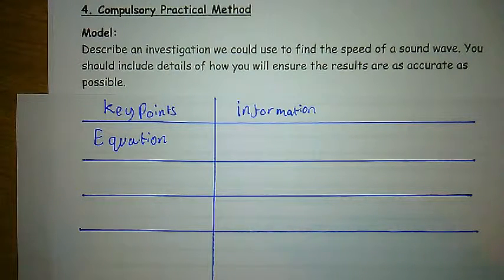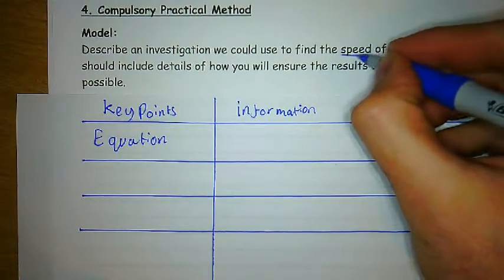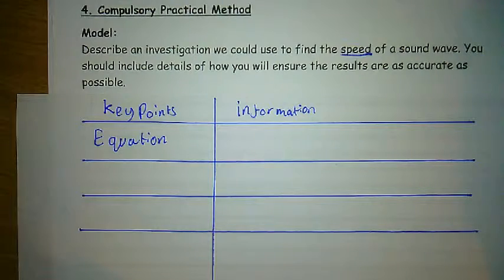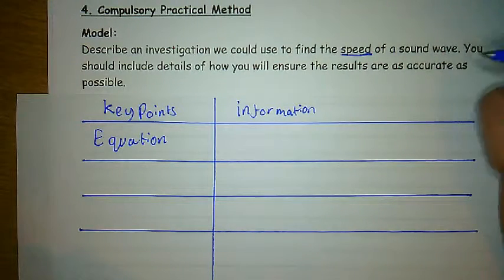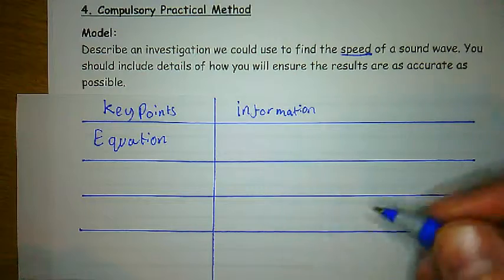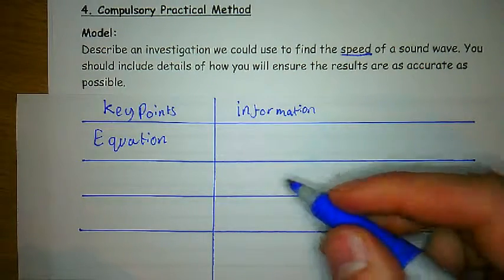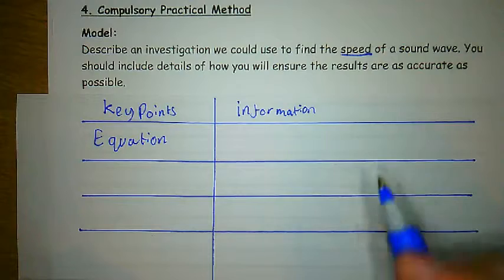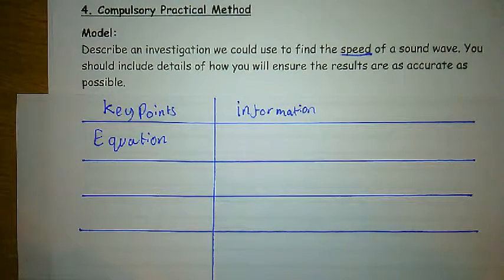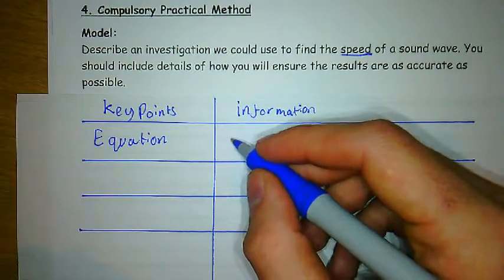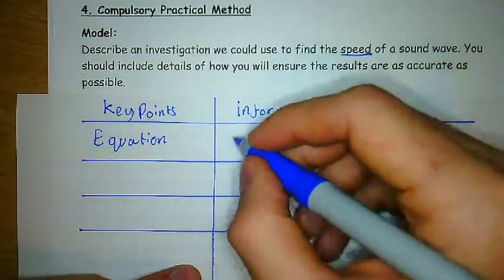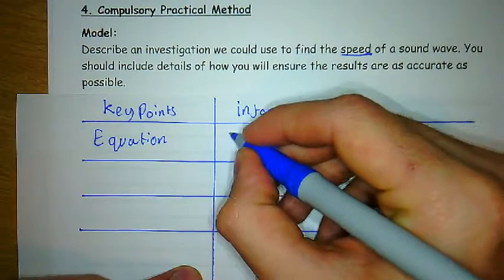Right, so the equation in this case, it's asking us to find the speed of a sound wave. Okay, so there's two possible equations we could use to do that. We could use the wave speed equation, or we could use the speed distance time equation. Now in this case I'm not going to use the wave speed equation. You're going to use the wave speed equation for the second question, but I'm going to be using for this one the speed is distance divided by time equation. Okay, so speed is distance divided by time.